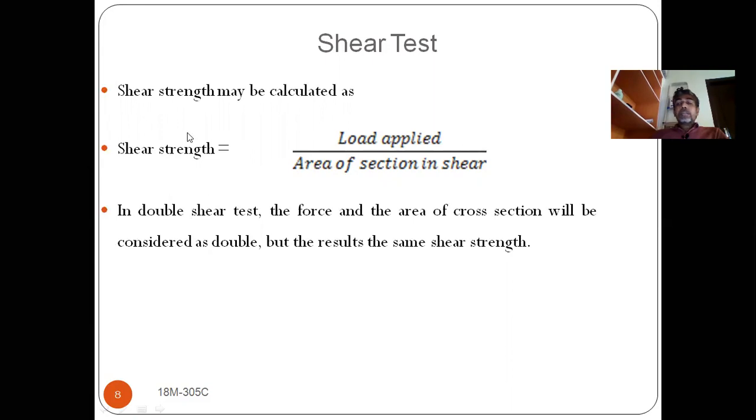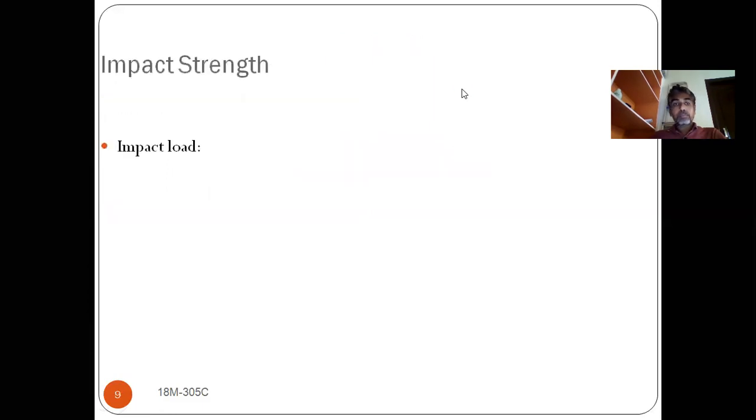So here the important point is, what is the formula for shear strength? Shear strength is nothing but the load applied, that is the transverse load, divided by the area of cross section in shear. So the cross section in shear should be considered, otherwise you will get another result. That's why it is very, very important. Which area do we have to consider? The area under shear. So that is regarding shear strength.